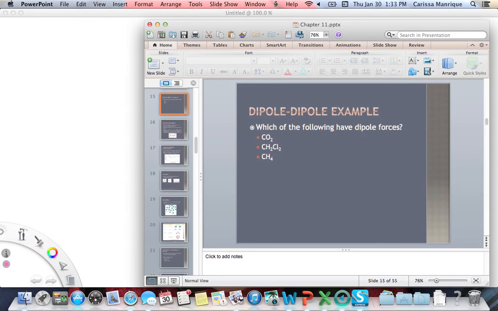Okay, let's look at these really quick. Which of these have a dipole force? So we have to look at, what's the word I'm looking for? Like the shapes, okay? So let's just look really quick. CH4, I already told you, if it's made up of just carbons and hydrogens, it's not going to be polar, so it won't have a dipole-dipole moment. There's no electronegative atom in there, so we don't even have to look at this one. So let's look at CH2Cl2 and CO2.